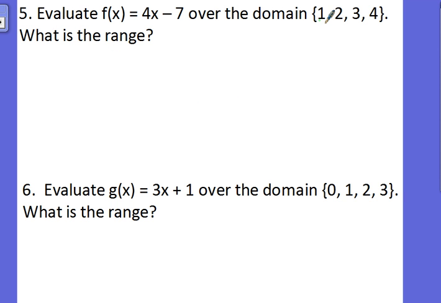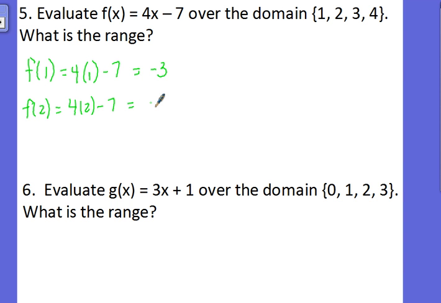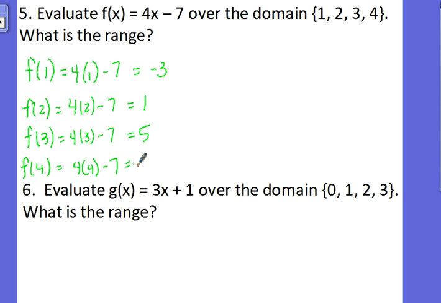When it asks me to evaluate it over a specific domain, all that means is for me to plug in all of the domain values they give me. So in this case, I get -3. When I plug in 2, I get 8 minus 7, which is 1. Plug in 3, I get 12 minus 7, which is 5. And when I plug in 4, I get 16 minus 7, which is 9. So now my range, when I plugged in these domain values, is negative 3, 1, 5, and 9.